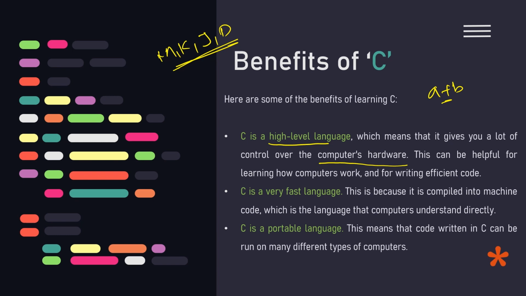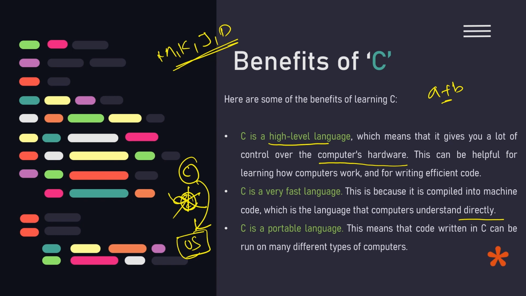C is very powerful. This is because it is compiled into machine code, which is a language that computers understand directly. It means C directly communicates with the computer. There is no need of any intermediate language like Java. Nothing is present in between. C directly communicates with the OS, the operating system.